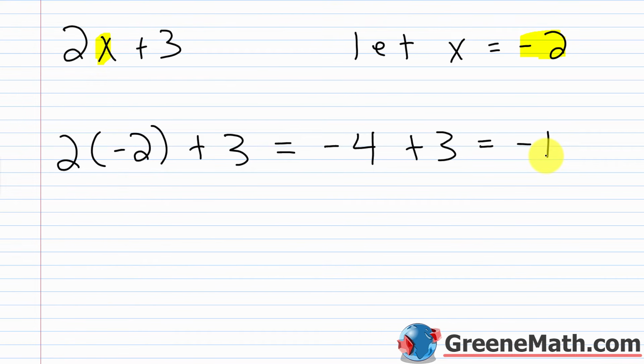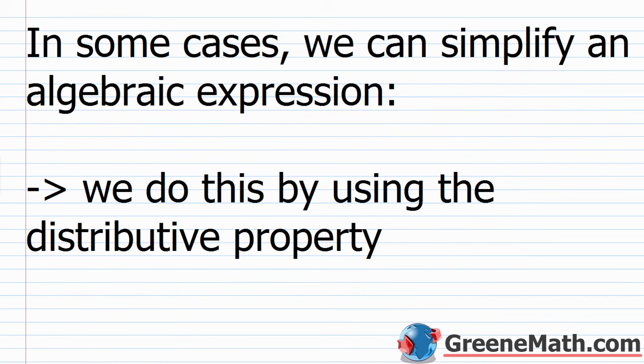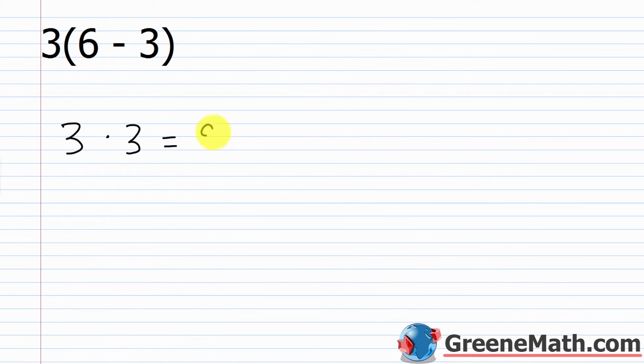All right. So again, in each case, we got a different value for the algebraic expression because we chose a different value for our variable x. So in some cases, we can simplify an algebraic expression, and we're going to do this using the distributive property. So we learned this back in pre-algebra, and to give you a basic reminder of this, let's say we had something like 3 times this quantity 6 minus 3. Again, because we have parentheses here, I'm basically saying what is 3 times the difference of 6 and 3? So 6 minus 3 is what? That's 3. So 3 times 3 is 9.